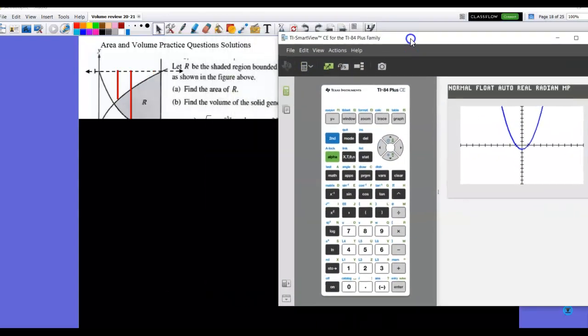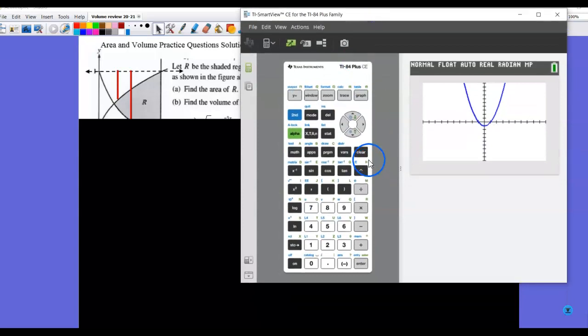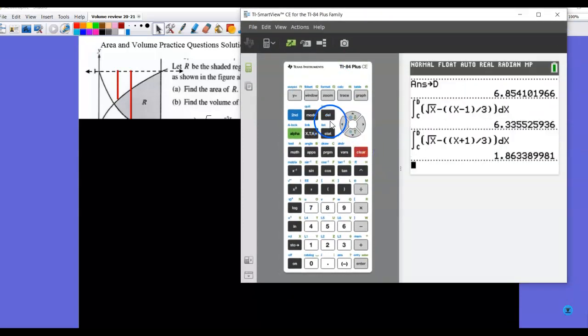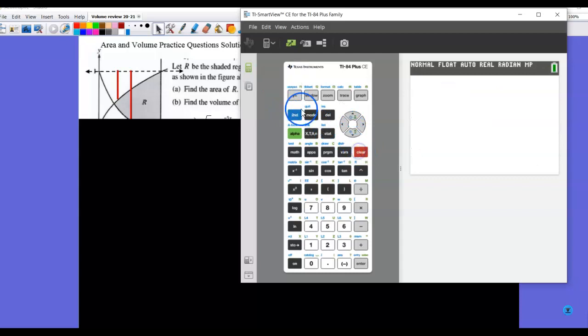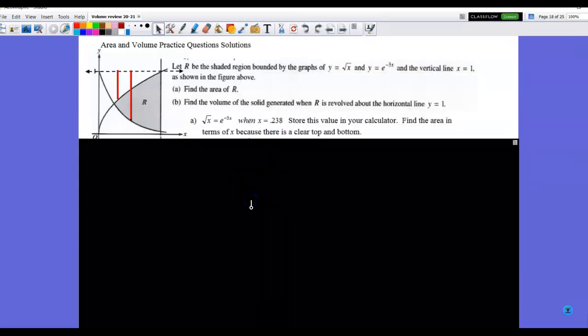This is calculator active, so we're going to go to our calculator and create that graph. Actually, before I do that, let me clear my screen and get rid of these functions that are already in my calculator. Before I do that, let's make a plan looking at the graph that they've provided. If we're going to find the area of region R, hopefully you can see that we're going to do a top minus bottom.